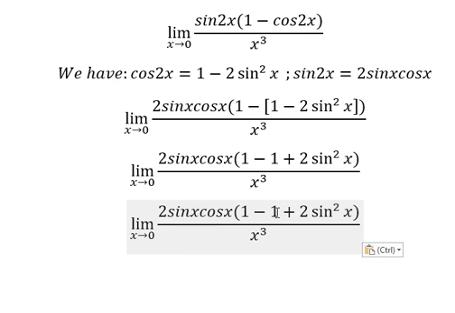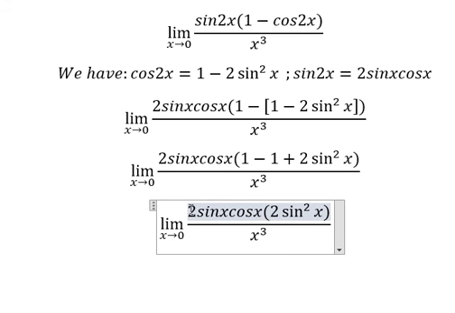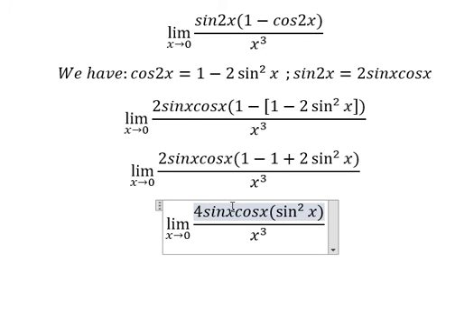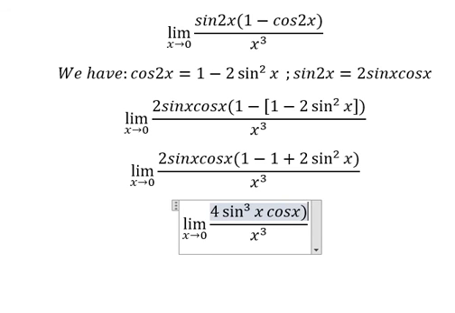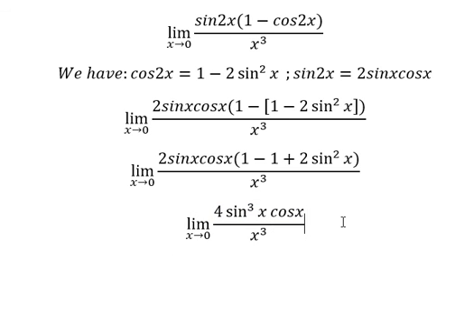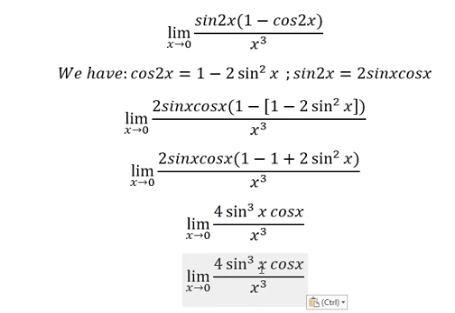1 minus 1, we cancel. Number 2 and number 2, we have number 4. Sine x with sine x squared, we have sine x to the power of 3. Next, we have sine x to the power of 3 and x to the power of 3. We can put like this.